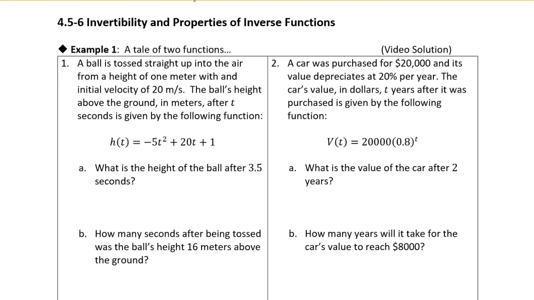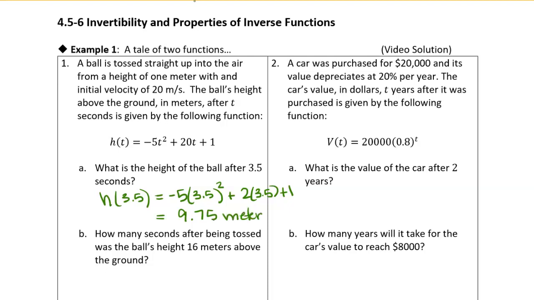So since we have the function, we can just plug in, we can evaluate h of 3.5 just by replacing t with 3.5, right? Plug in t equals 3.5. I can tell already I'm running out of room here. 3.5, right? And then plus 1. All right, you can put that in your calculator. I got 9.75 meters. Okay, and I can do that for any value of t I want, really.